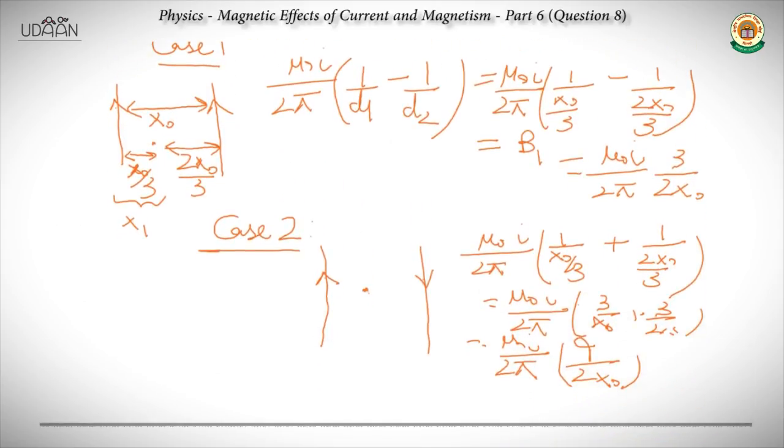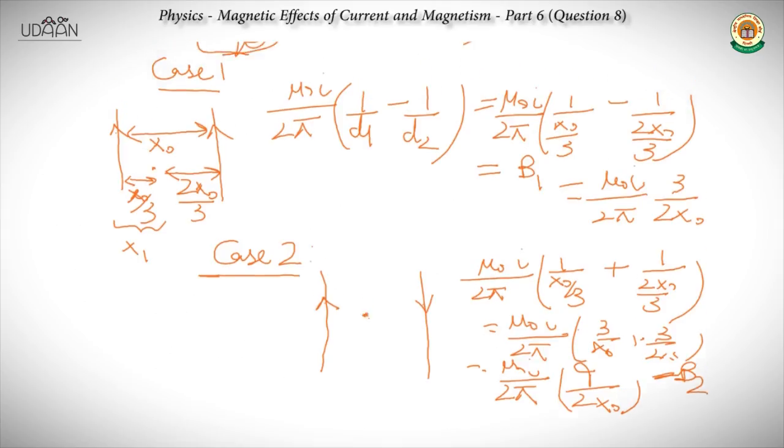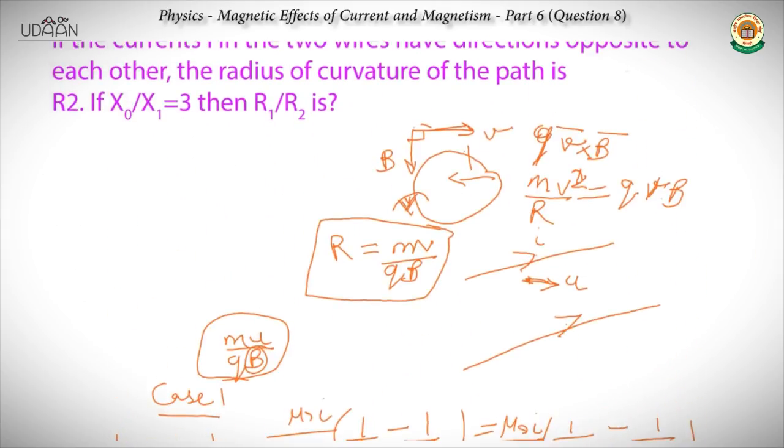So now we relate this. We've seen that these are the magnetic fields B2, and previously we saw that the formula of the radius of curvature is mv by qB. So because the mass is the same, because it's the same particle, velocity is the same, charge is the same, we can directly say that r is directly proportional to 1 by B.